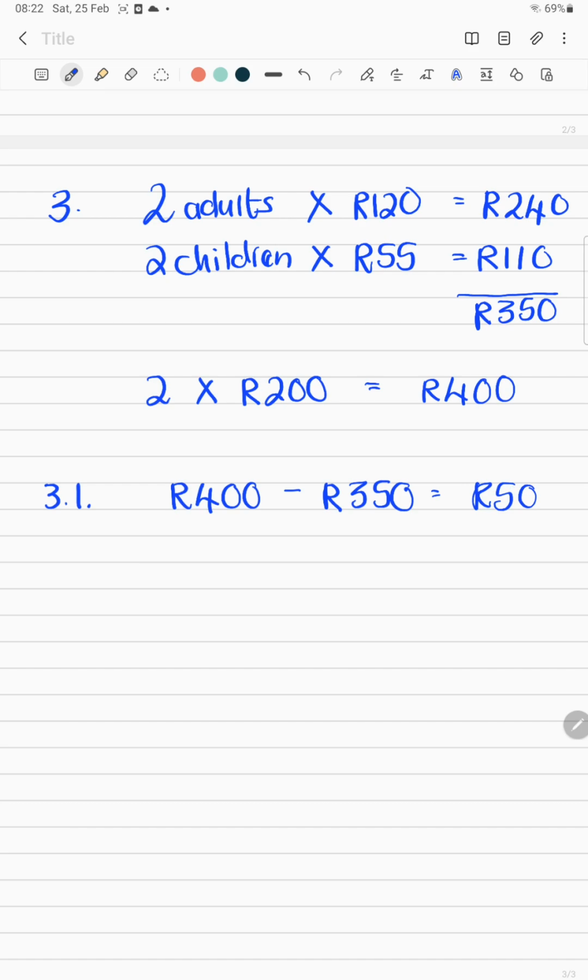Then there's a little bit of a twist. The theme park only has 5 Rand coins available. How many 5 Rand coins will he receive as change? We calculate that by saying he gets 50 Rand, and we divide the value of the coin into the 50 Rand, and we'll see that he gets 10 5 Rand coins. As you can see, this is really not a difficult sum to calculate. You must just stick to it step by step and follow through and answer all the questions.